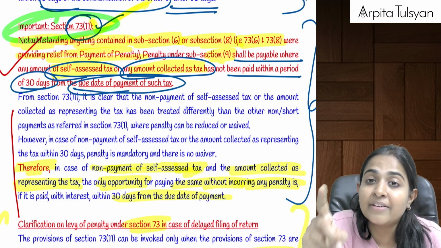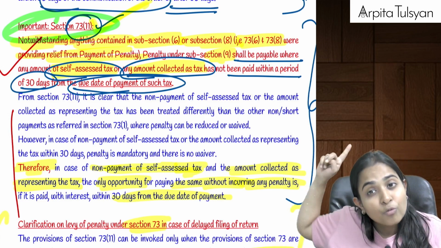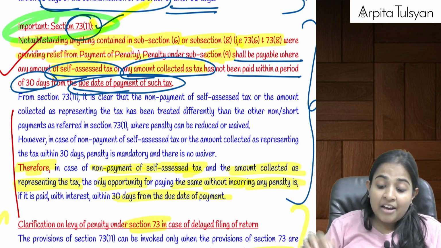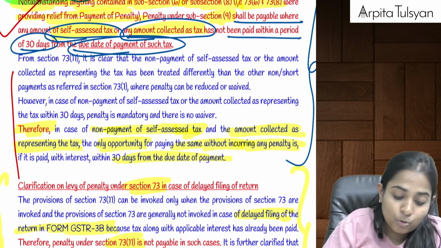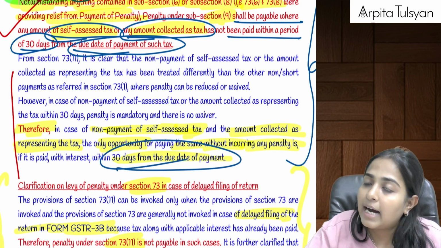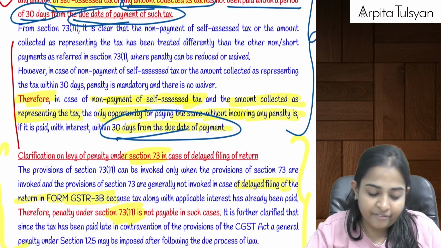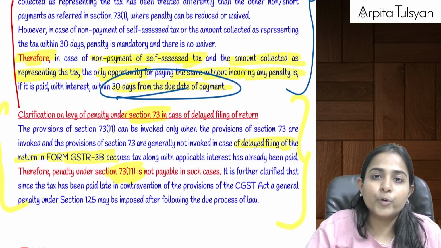Relief from penalty will be applicable only if you would have paid it within how many days? Within 30 days from the due date of the payment. Otherwise no relief from the penalty will be made available to you.